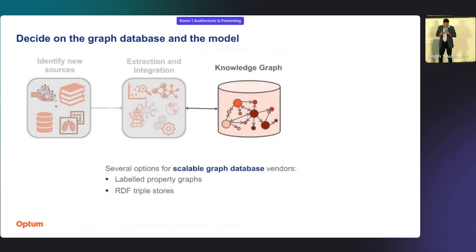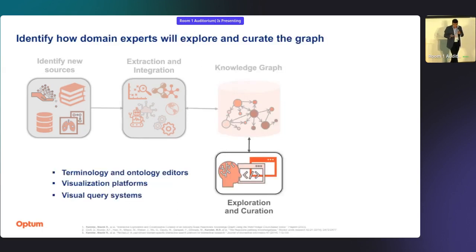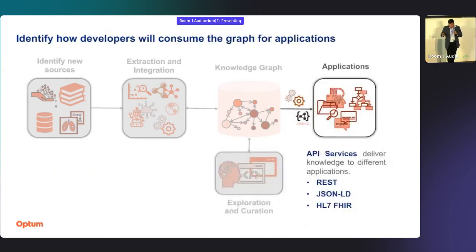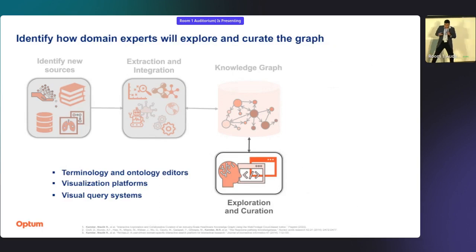And once you have identified those, you could start thinking also about what graph databases you will be using. And I don't want to get into a debate about whether to use a labeled property graph or an RDF triple store. Think about what is the best for your use case. And finally, we come to the application.